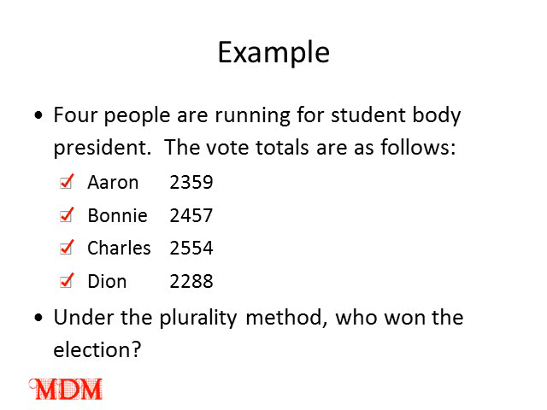Charles has the plurality with 2,554 votes. Note that there were a total of 9,658 votes cast. A majority of votes would be at least 4,830 votes. Charles did not receive a majority of votes, but Charles did receive a plurality of votes. Using the plurality method to decide the winner, Charles would win this election.